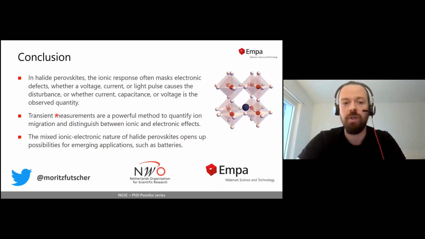And I showed you that these transient measurements, be it capacitance or current transient measurements, can be used to quantify ion migration, but also can be used to distinguish between ionic and electronic defects. And then finally, I wanted to highlight some of the work showing that this mixed ionic-electronic nature of halide perovskites opens up possibilities for exciting new emerging applications. One of them is lithium-ion batteries, as I showed in some examples, but also memristors or artificial synapses, for example.